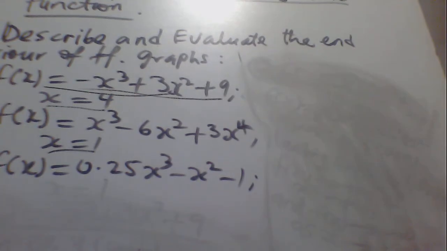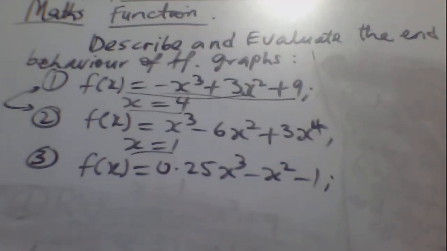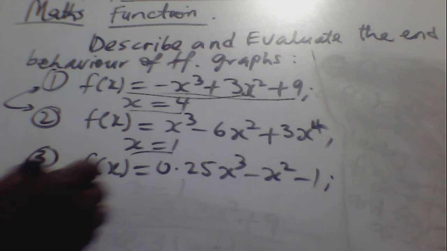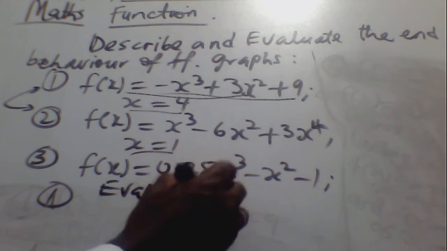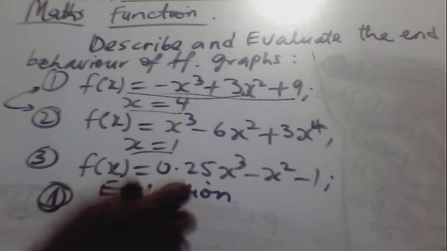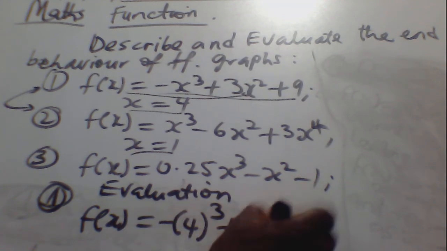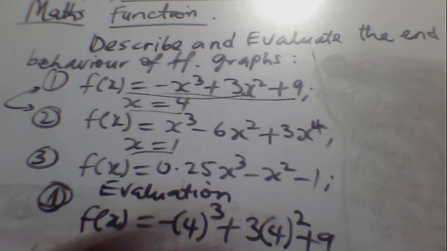So we can now evaluate the two functions at their given values, evaluate the end behavior of this function. So for the first one, evaluation: f of x is equal to, at s equals to 4, minus in bracket 4 raised to power 3 plus 3 in bracket 4 raised to power 2 plus 9.